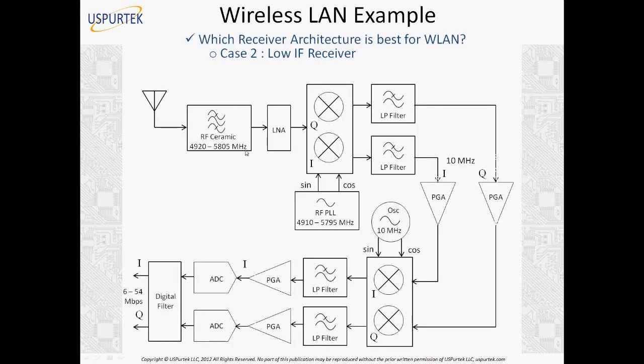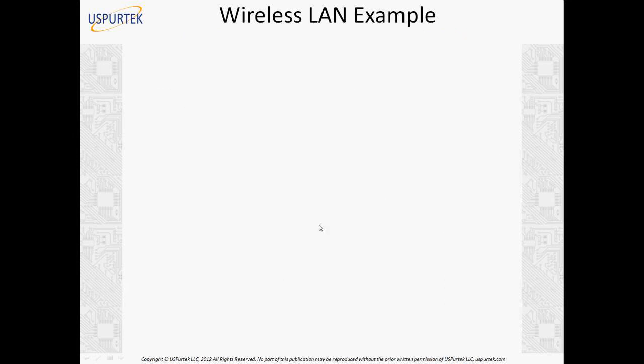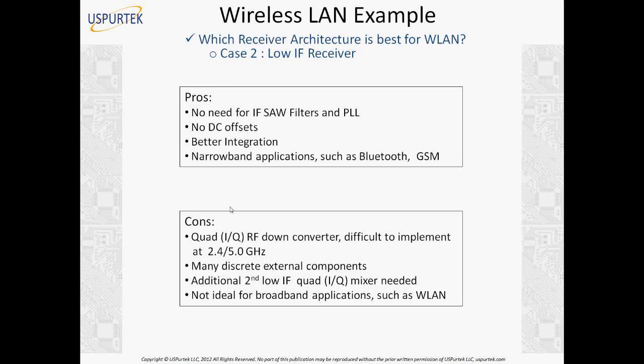So wireless LAN is a broadband application. With IF it's a narrowband. IF is more suitable for narrowband applications. So that's why the low IF does have applications for narrowband applications like Bluetooth and GSM, but it's not good for broadband applications such as wireless LAN or LTE.